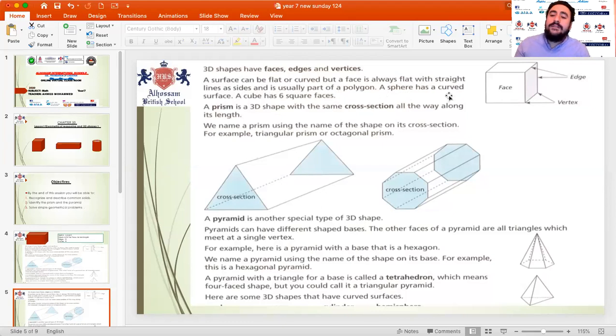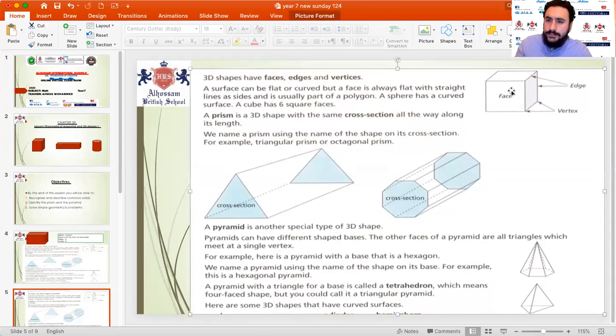Sometimes we say surface, sometimes we say face. When I talk about a face, that means it's a 2D shape. It's not a curve, it's a flat thing, like a square or rectangle. This is a face. For example, this is a cuboid, a cube, sorry. This is a face. It's not curved. But when I talk about a surface, it may be something curvy, like the cylinder. There is a curvy shape.